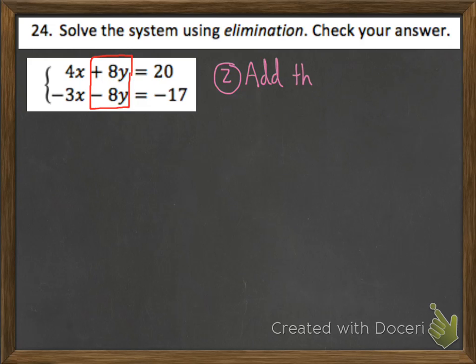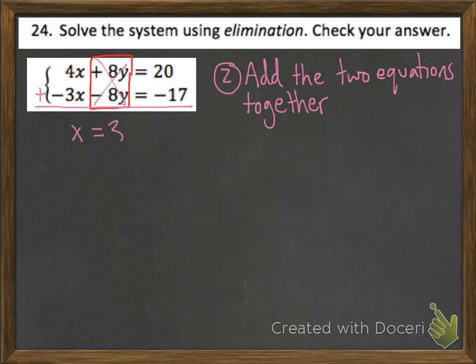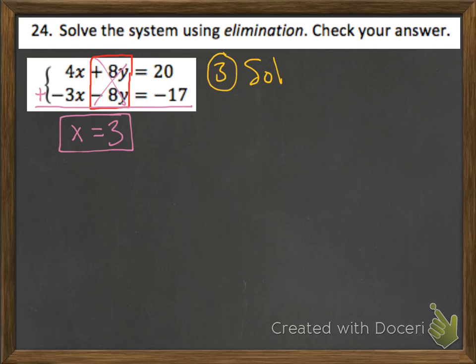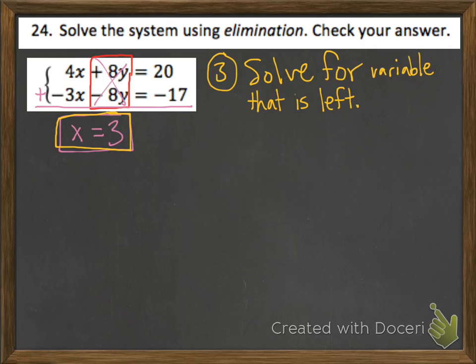Step 2 in elimination is to add the two equations together. So when I add them together, I get x equals 3. Notice when we did that, our y's dropped out. That's why it's called elimination. We're getting rid of one of our variables. I know x equals 3, and from here, normally, I would solve for the variable that's left. This time we were left with just x equals 3, so we're actually done with step 3 also.